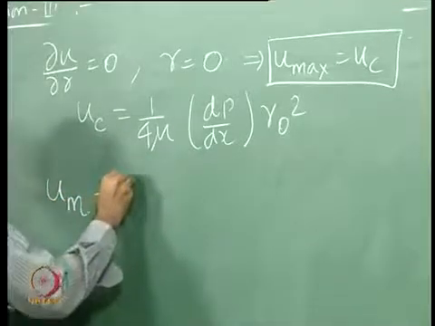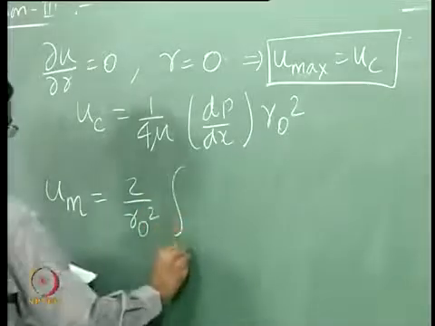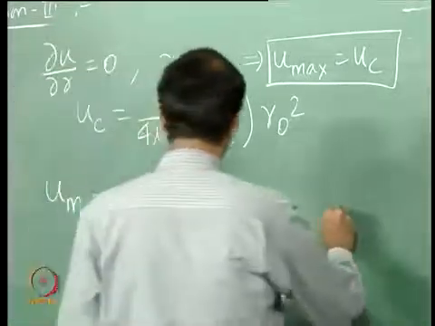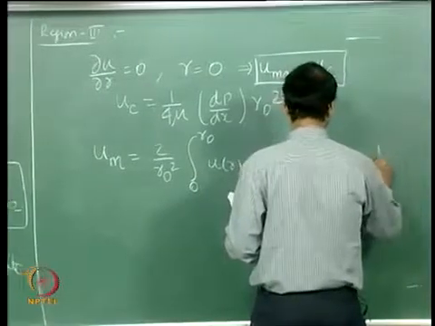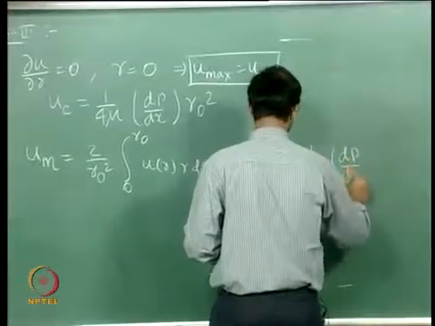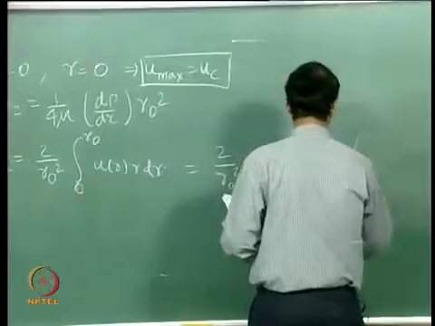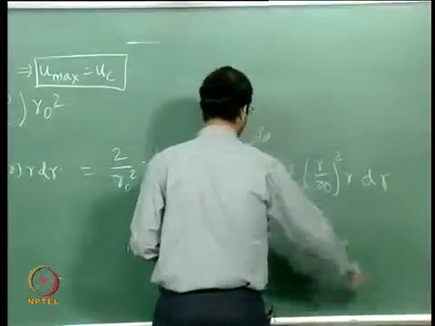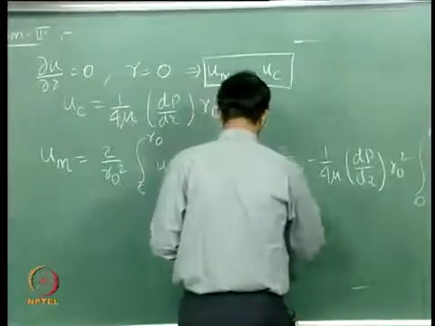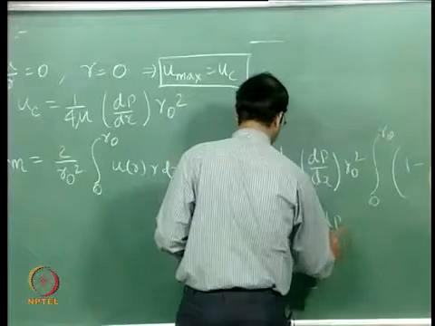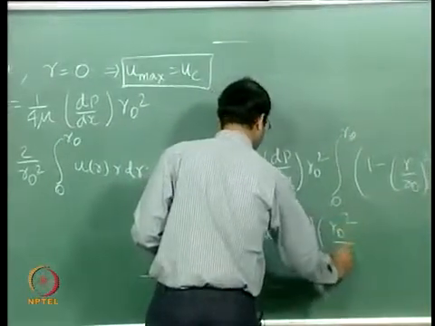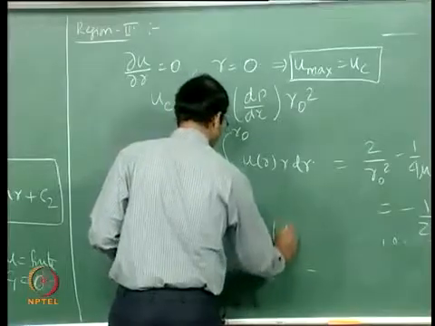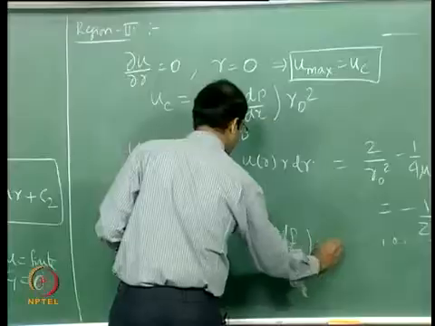The other is the mean velocity, which is 2 by r naught square integral 0 to r naught u of r dr. Okay, so if you substitute the velocity profile and integrate it, r naught square minus 1 by 4 nu dP by dx, these are all constant terms which can be pulled out outside the integral, 0 to r naught 1 minus r by r naught the whole square into r dr. Okay, so if you integrate it out, you will get minus 1 by 2 nu dP by dx into r naught square by 4, which can be simplified to um is minus 1 by 8 nu dP by dx into r naught square.